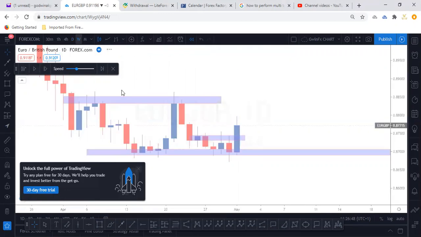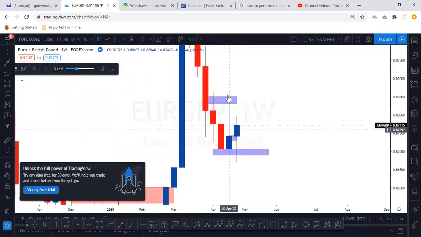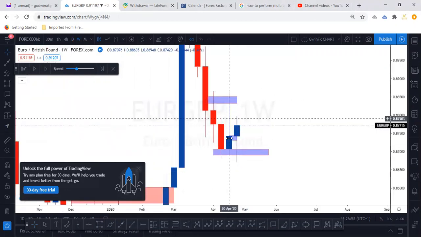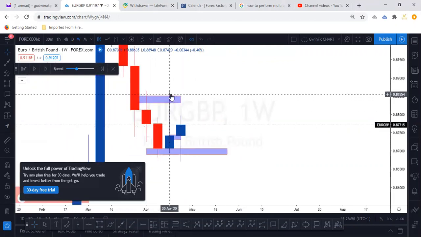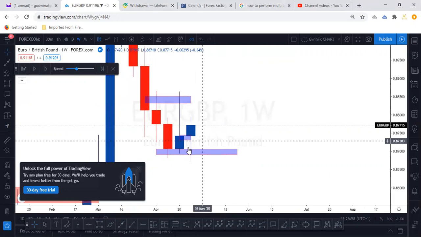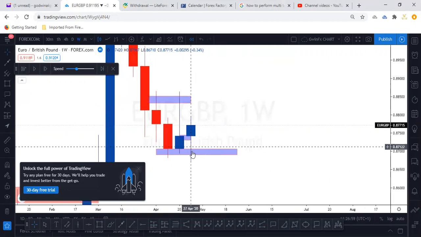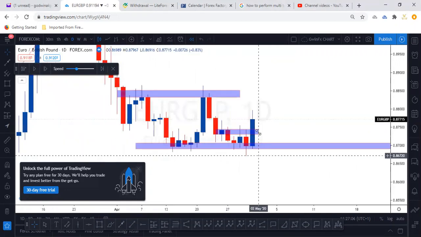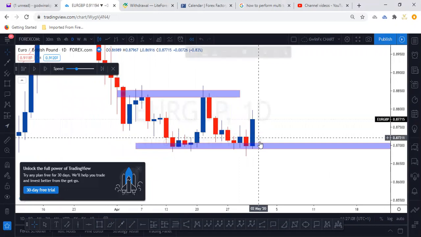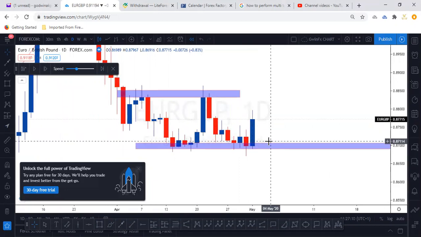How's the weekly candle faring? We had this huge filling candle here. Okay, huge filling candle here on the weekly. So we expect demand to come in right at the support. Okay, next day, broke out. Now we want to have a retest.